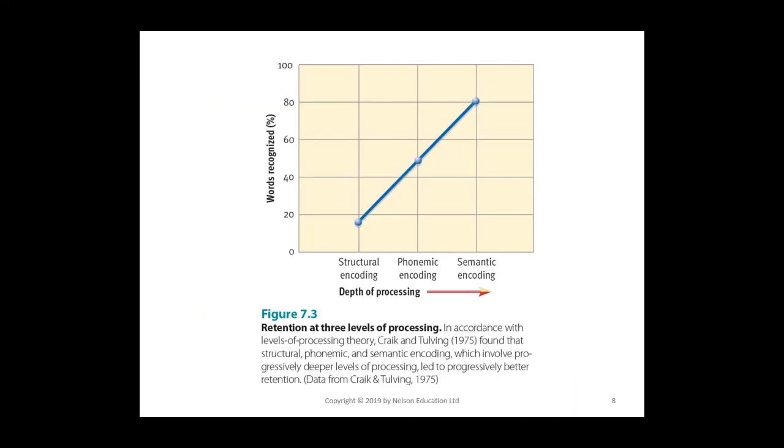So you can see here in figure 7.3 that retention at 3 levels of processing involves progressively deeper levels of processing, and this led to progressively better retention. As you look here at the graph, structural encoding led to a retention that was about 18 words recognized, and a semantic encoding led to about 80 words that were recognized in percentages. So this is significant in terms of depth of processing.